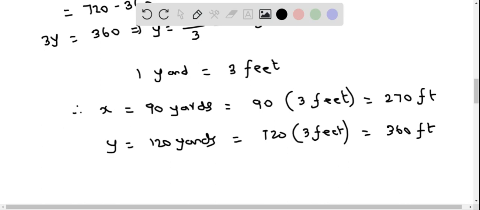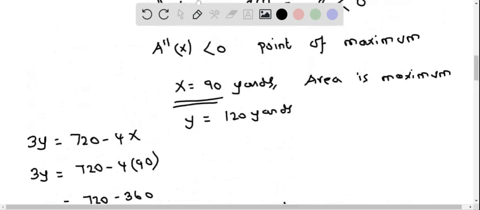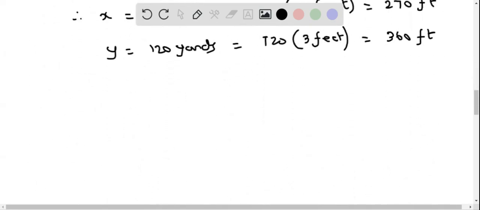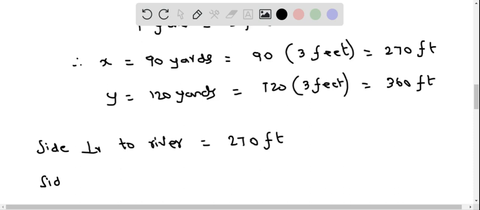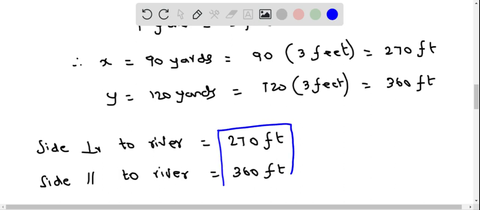360 feet. So therefore x represents the side perpendicular to the river. I write this down using the geometry notation: side perpendicular to river equals 270 feet. And then the side parallel to river equals 360 feet. So we determine the two sides of the enclosure.